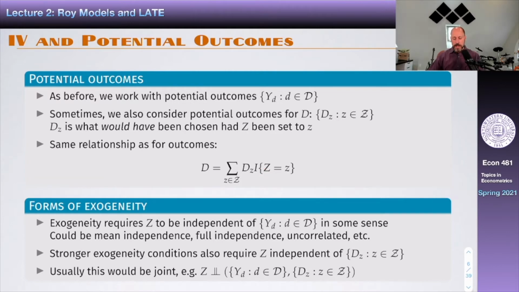Okay? And as I said before, there are different flavors of exogeneity when you are in these more general models. But in general, exogeneity will require this instrument to be independent from the potential outcomes. And sometimes, as we will see later, we will actually need the instrument to be independent of the potential outcomes and the potential treatments. So when we're talking about instruments in this setting, we're going to be thinking about conditions like this as we move forward.